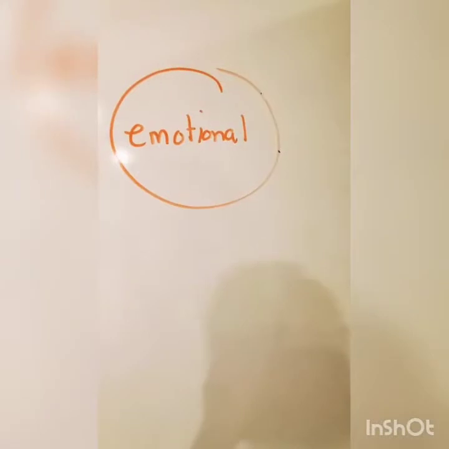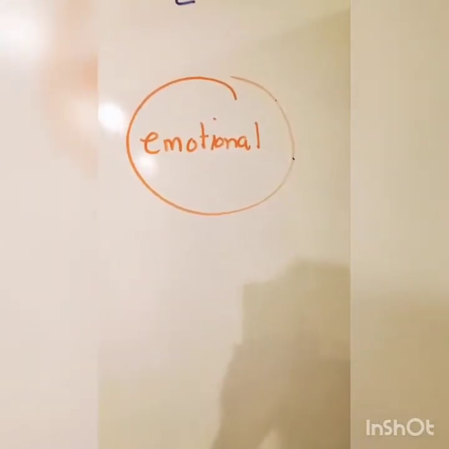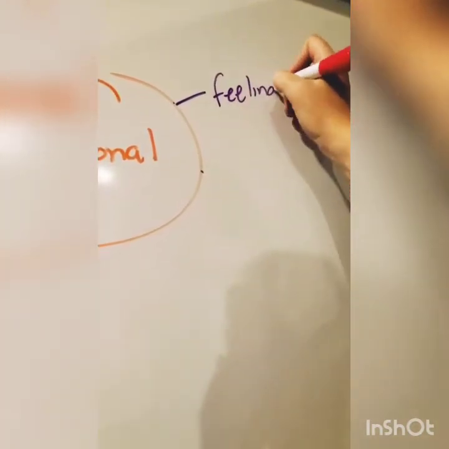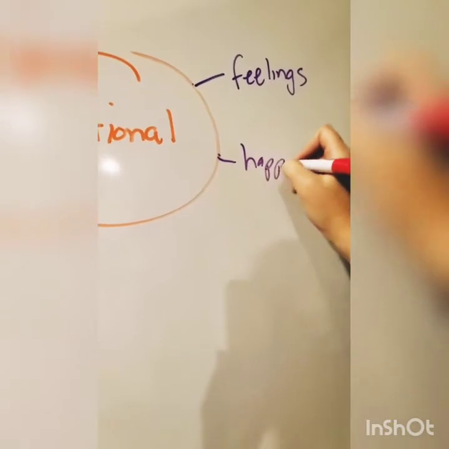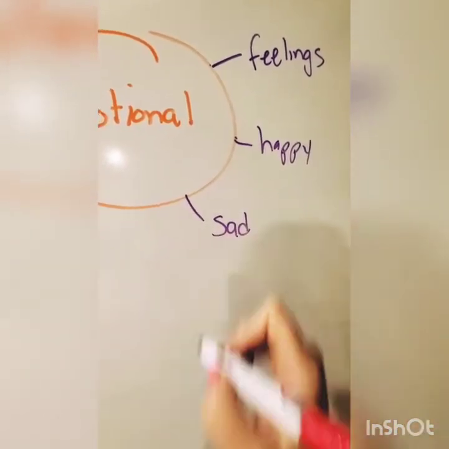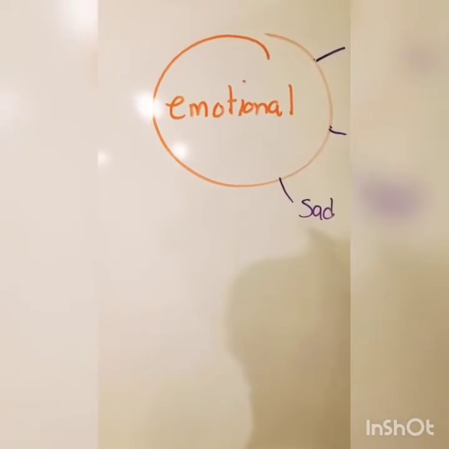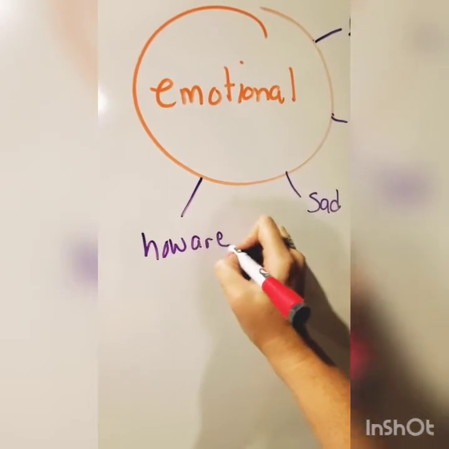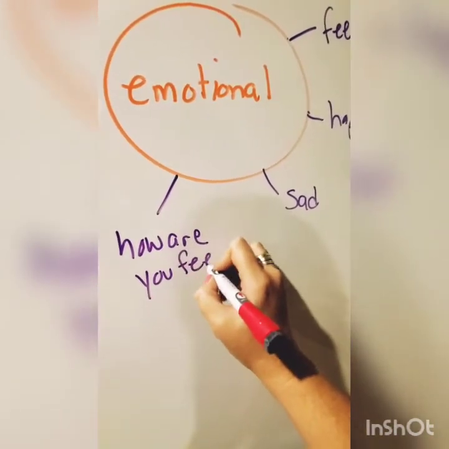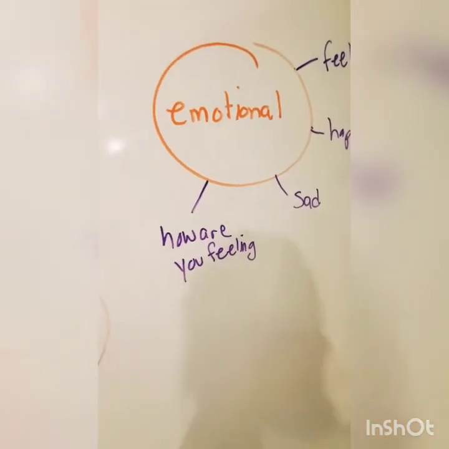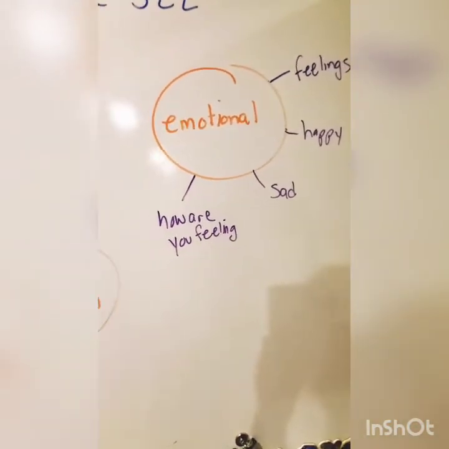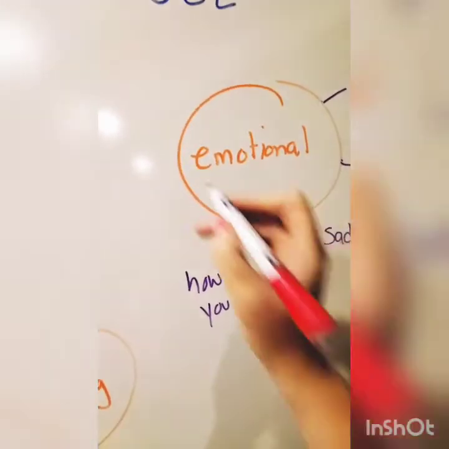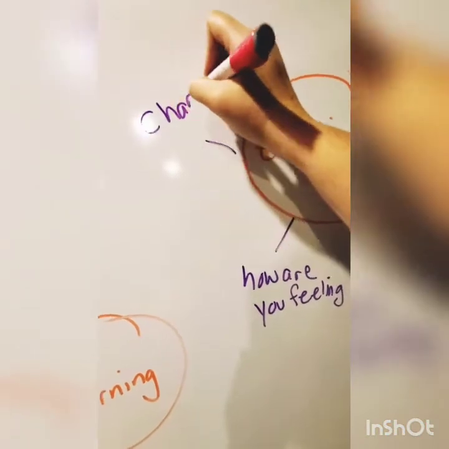Then we say, okay, so now you move on to emotional. And some of the things they might tell you might be this. They might say feelings. They might say happy or sad. Might say how are you feeling? And remember, how are you feeling relates back to our chart, our color chart. That might be something they're aware of if you've introduced that first. And then another thing they might say is changes in emotion.